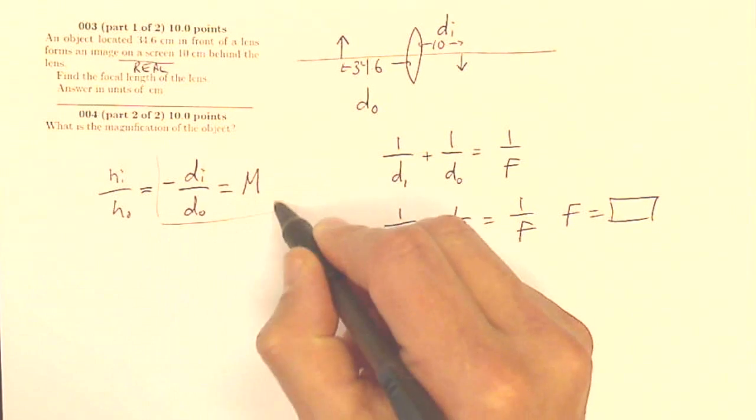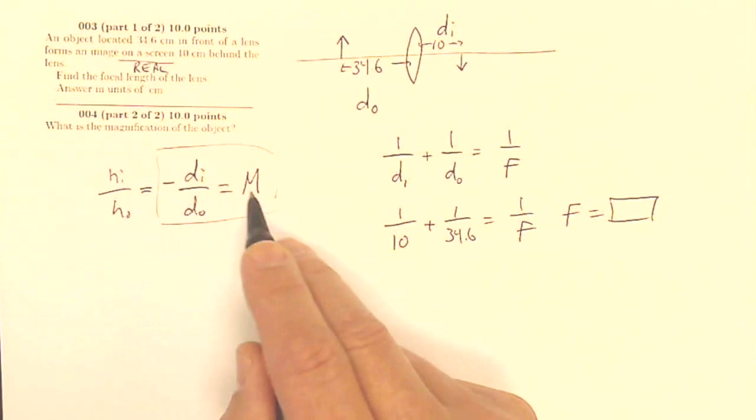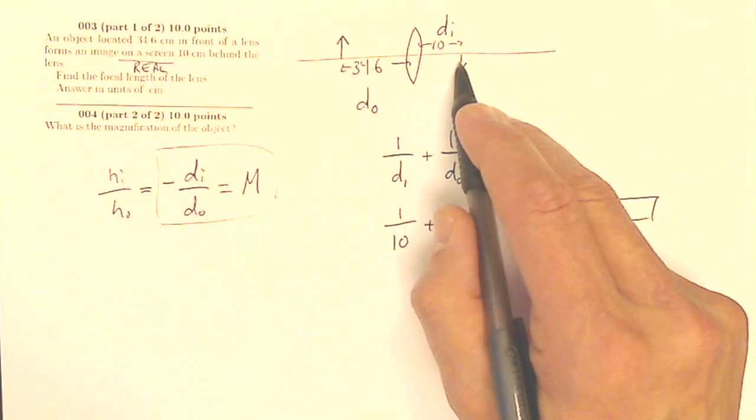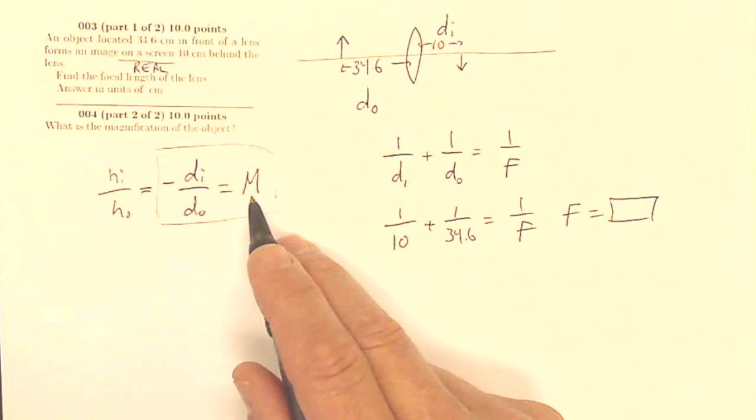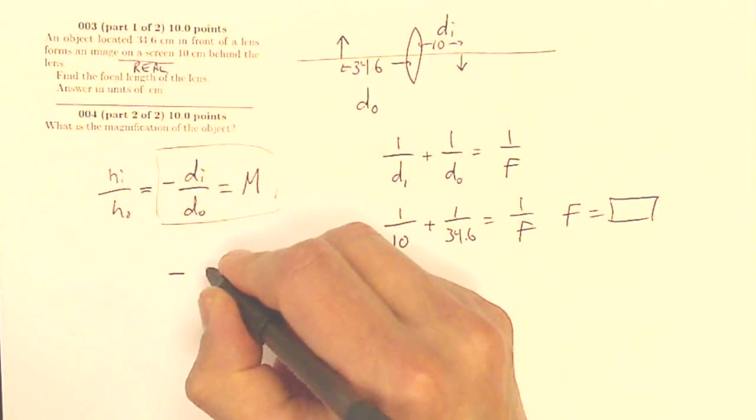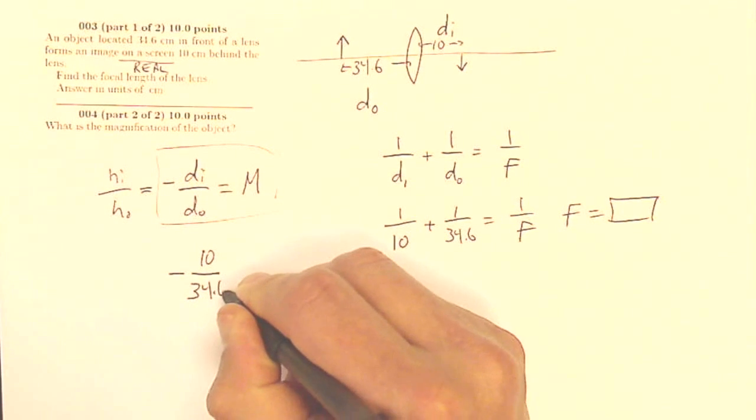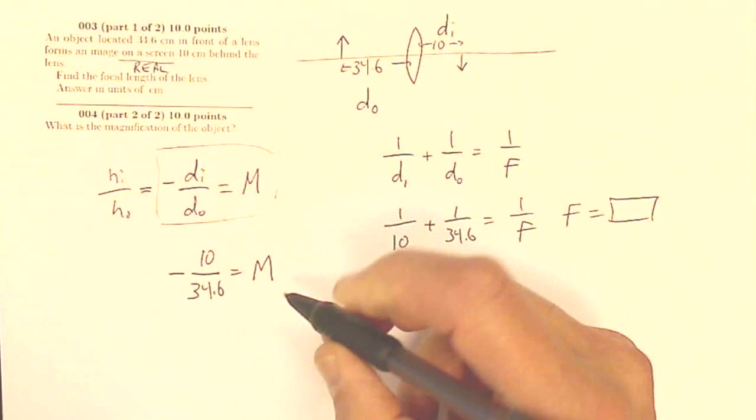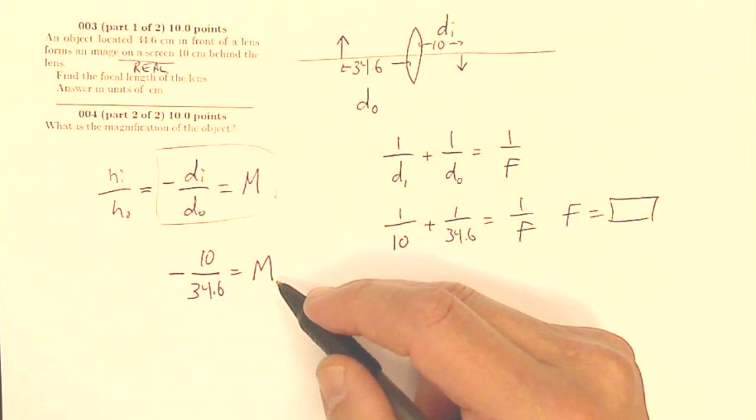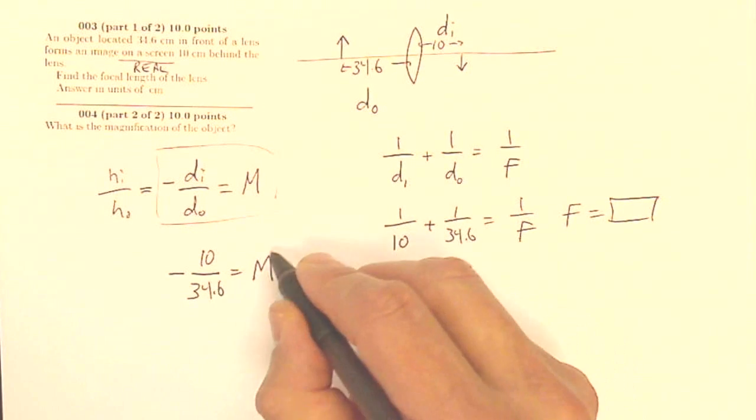So this is the part of the equation that I'm interested in, but it's a negative, so I'm going to have a negative magnification, as I do for real images. So negative of my distance to the image, which is 10, over my distance to the object, which is 34.6. That's going to be my magnification. It should be a negative answer for question number 4, which is what my answer key says. It's going to be a negative answer, so be careful about that.